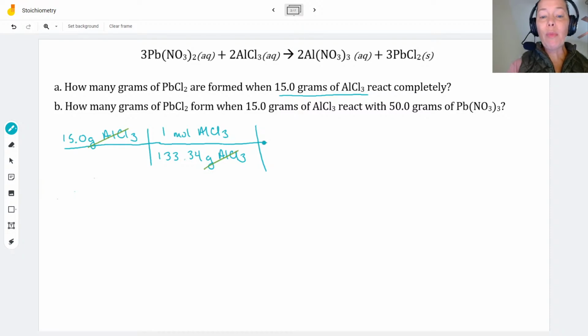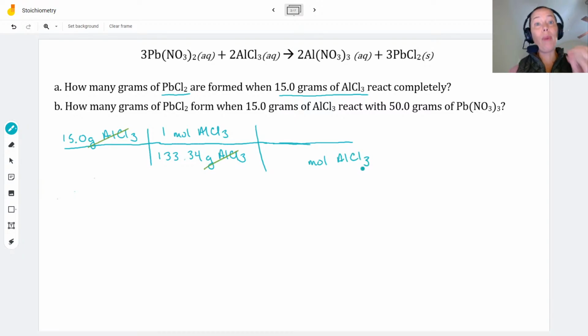So now that I have moles of aluminum chloride, I'm going to convert to the molecule that I'm looking for. And in this case, I'm trying to get to lead chloride. So I'm going to use the mole ratio between aluminum chloride and lead chloride. Okay, so the one I want to cancel is aluminum chloride. So I'm just going to write the unit down. Again, make sure you put what molecule it is. And I'm trying to get to moles of lead chloride.